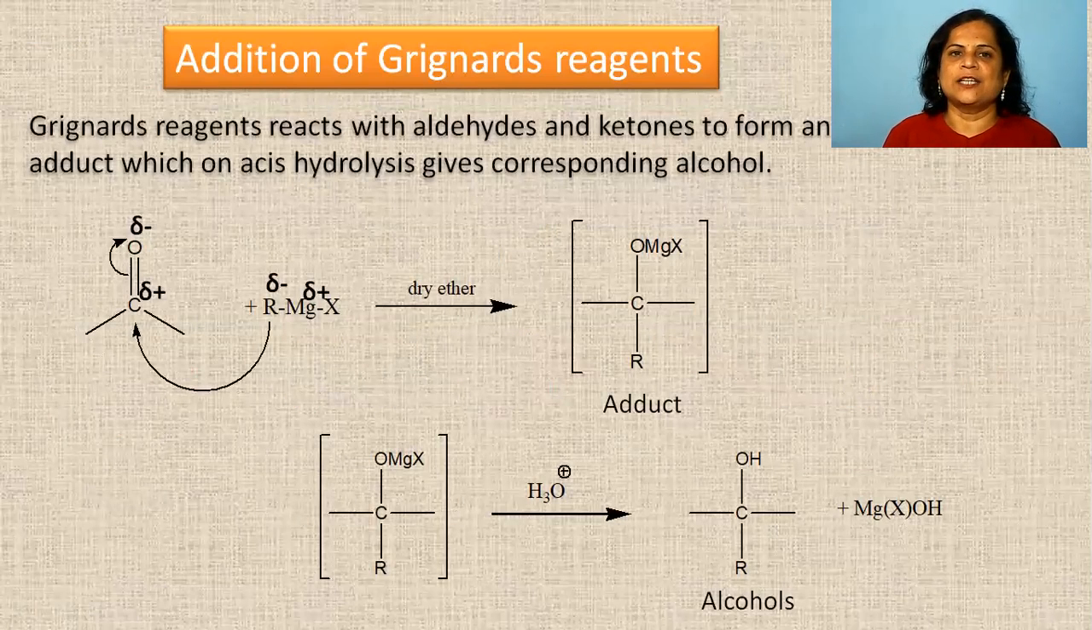The next reaction is the addition of Grignard's reagents. Grignard's reagents react with aldehydes and ketones to form an adduct, which on acid hydrolysis gives an alcohol.